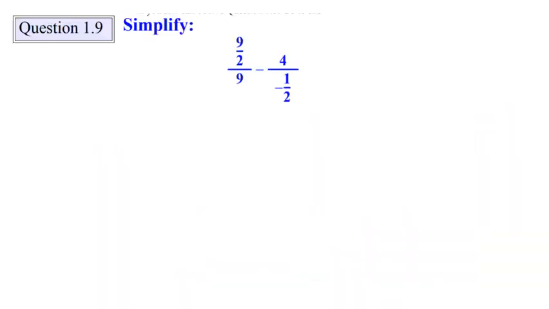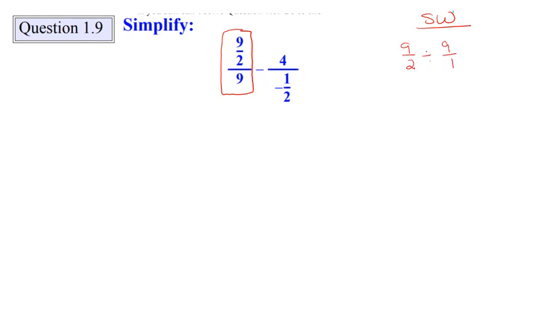Okay, lesson 1.9, we have complex fractions, so it looks a little intimidating. So I'm going to do my famous side work. So in my side work, I'm going to put a box around it so you can see this is the first item I'm dealing with. I have 9 halves divided by 9 over 1.